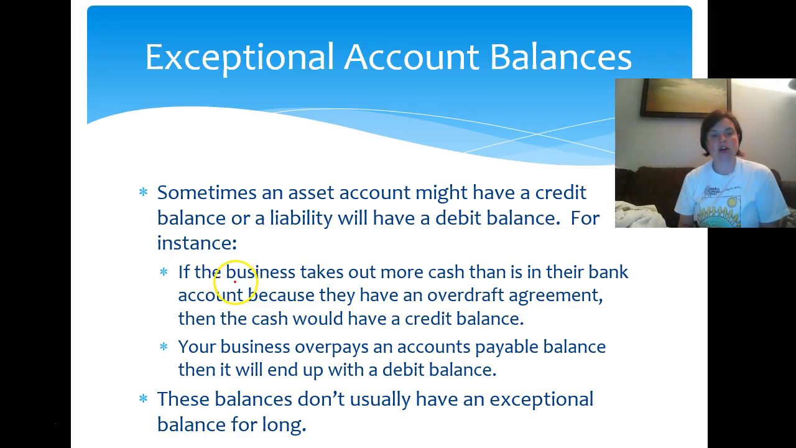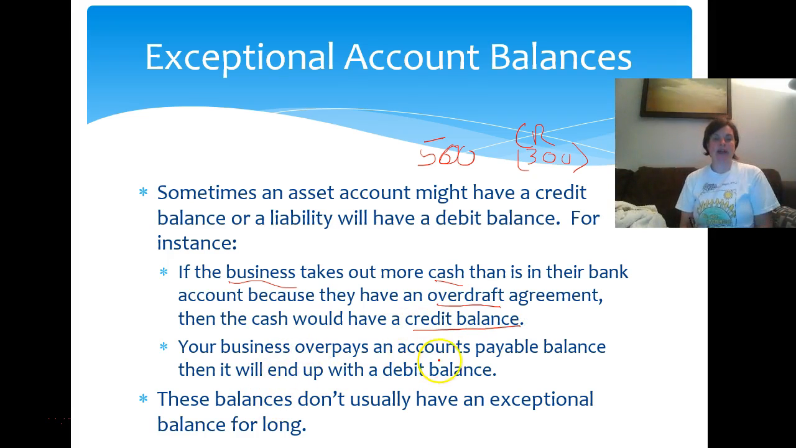So sometimes the bank will allow the business to go into something called overdraft. So if their balance in the bank account is $500, but they write a check for $800, then it's allowed to go into a credit position of $300 for a short period of time. So this is in a credit position for cash. So sometimes that will happen. This is called overdraft, and cash accounts are allowed to go into the negative position, into a credit balance for a period of time.